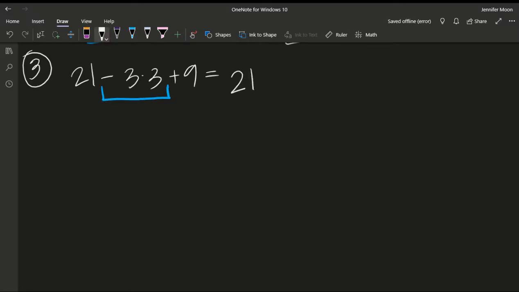Rewriting this problem, I have 21, and now what? Well, I have 3 times 3, which is 9. Those signs are different, so it's a negative 9, and then I have a plus 9. Okay, and then if you look right here, we need to make sure we go left to right, okay, with our addition and subtraction. So this is the first subtraction that I see. And if I do 21 minus 9, I get 12 plus 9. And then here, 12 plus 9 is 21.